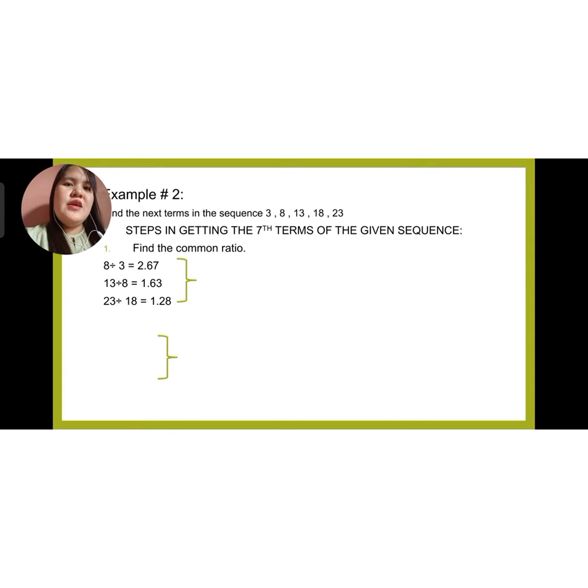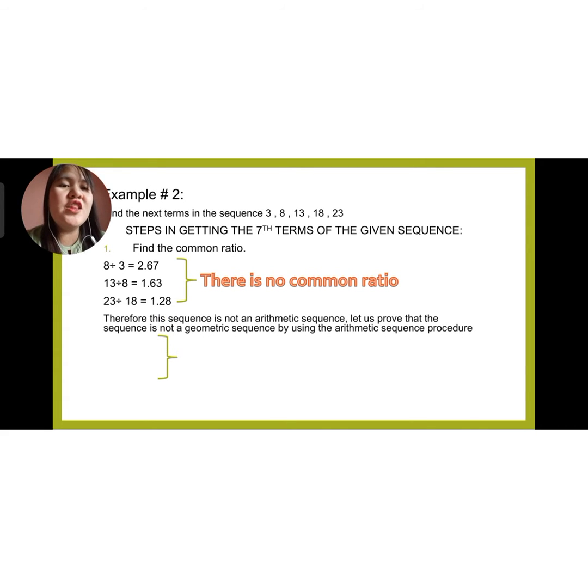As you can see, hindi pare-parehas yung lumabas na number. Eh, diba sabi sa geometric sequence, they must have a fixed number. Yung tinatawag nga nating common ratio. So, therefore, since iba-iba ang ating lumabas na number na sagot, ibig sabihin lamang, this sequence is not a geometric sequence because they don't have common ratio.